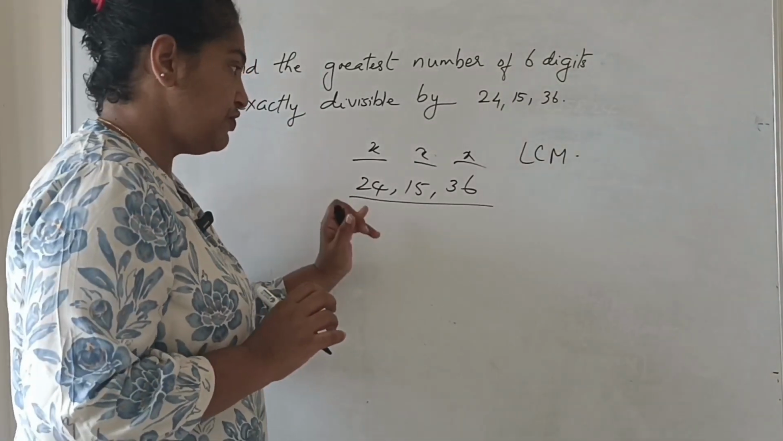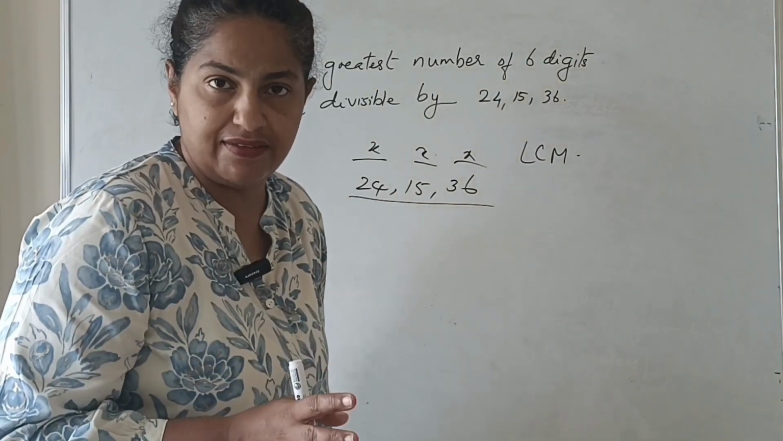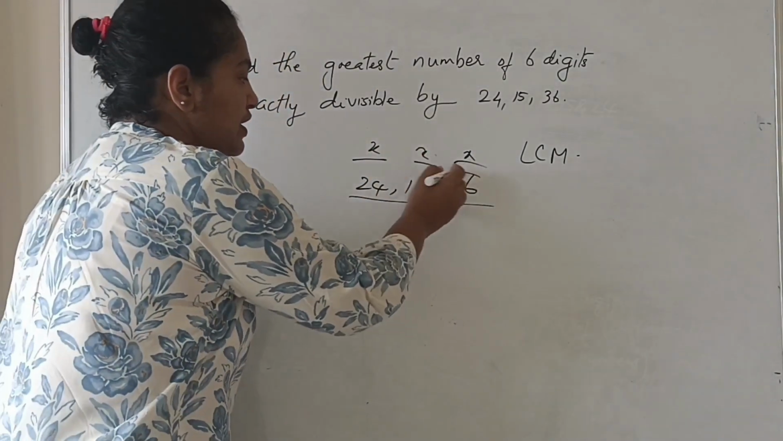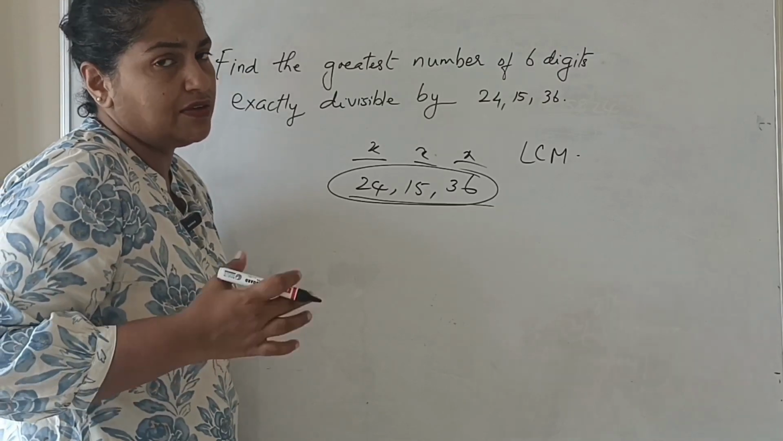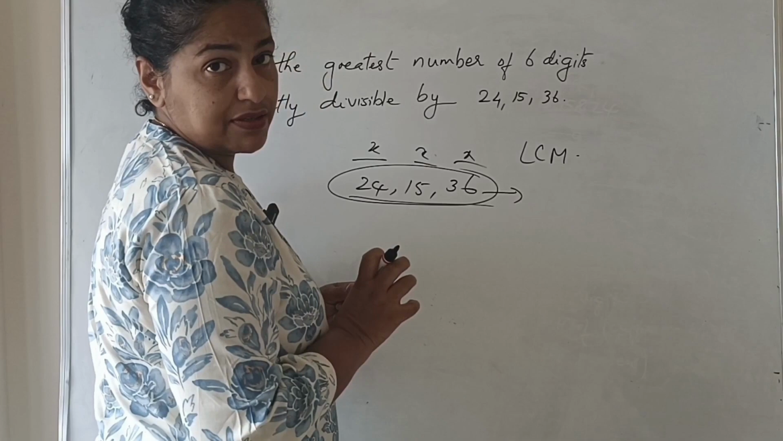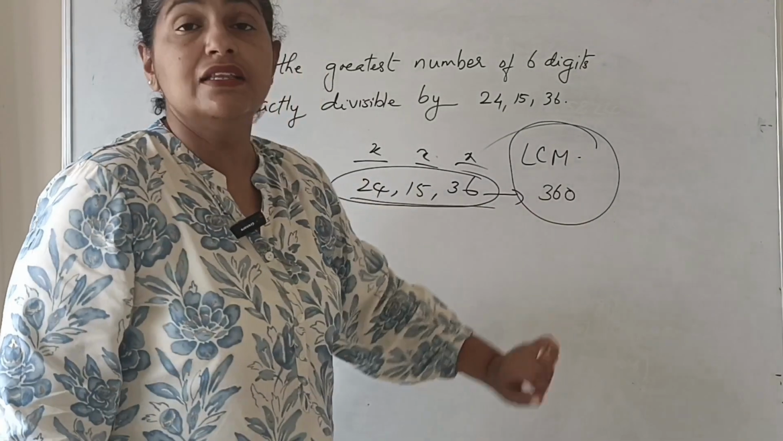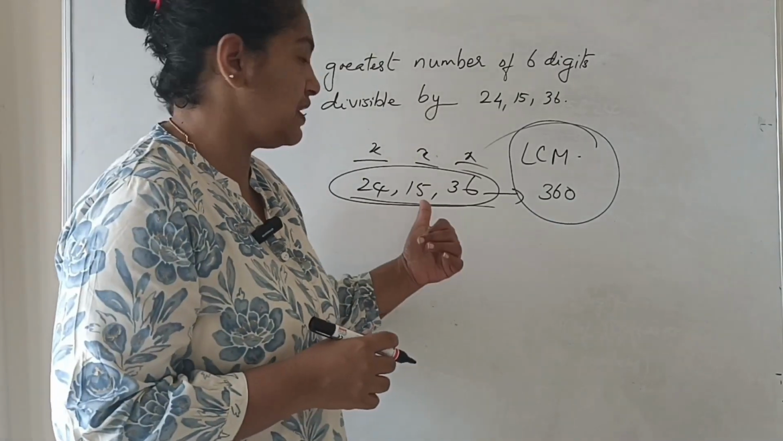You know that the first number that is divisible by 24, 15 and 36 is the LCM. Suppose we are finding the LCM of 24, 15 and 36 by prime factorization or by any other method. You will get the value of the number as 360. That is the LCM of these three numbers.